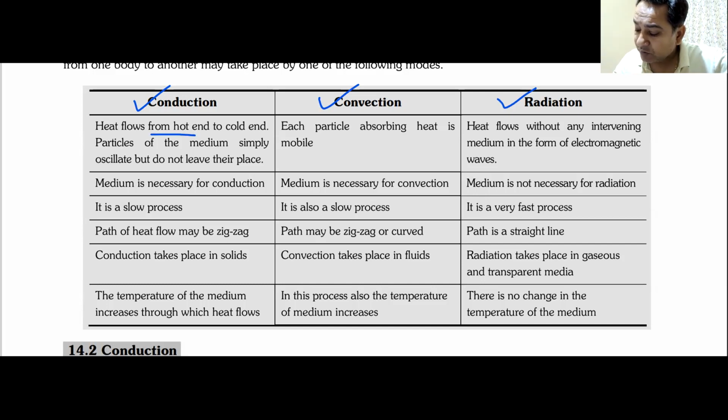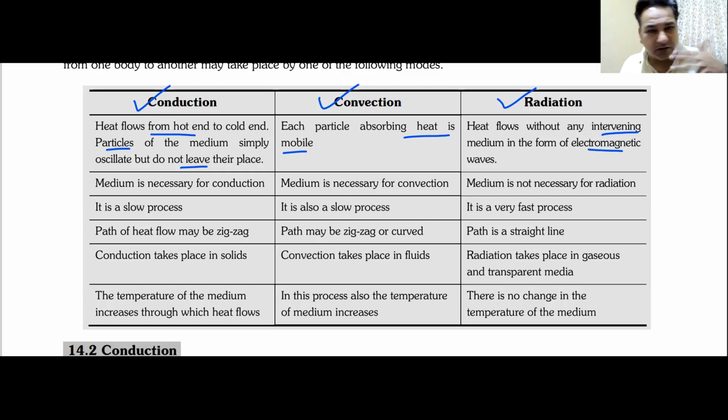Heat flows from hot end to the cold end. In conduction, particles do not leave their place. In convection, they actually leave their place. In radiation, we have not studied radiation, but if I give you a brief review about radiation, in radiation, we do not need any medium. So there is no possibility of any motion or no motion. It does not need any medium.